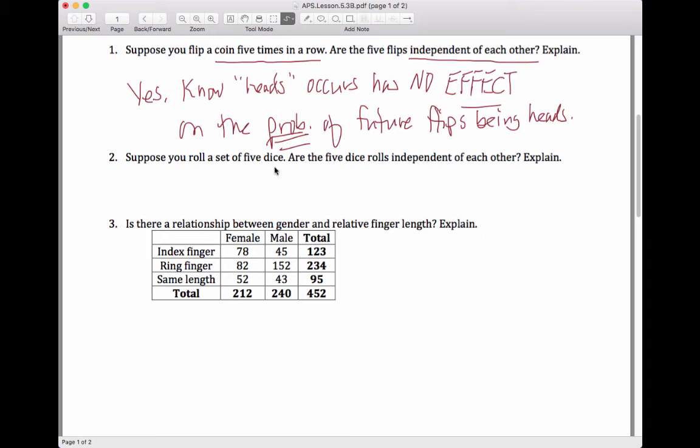If you roll a set of 5 dice, are the 5 dice rolls independent? Say the game of Yahtzee, for instance, uses 5 dice. If you roll those 5 dice, I think generally we would say they're independent. Now, they may bump into each other a little bit, but they're kind of just randomly bumping into each other. So just because the first die is a 6 shouldn't really have any effect on the probability the second die is a 6 or any other number. So generally, dice rolls and coin flips are considered independent of each other.